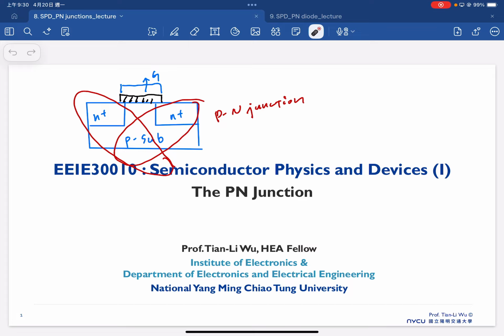Okay, last week we started to talk about the device, which is the first one. The most important is the PN diode, the PN junction. So we're starting from the PN junction.